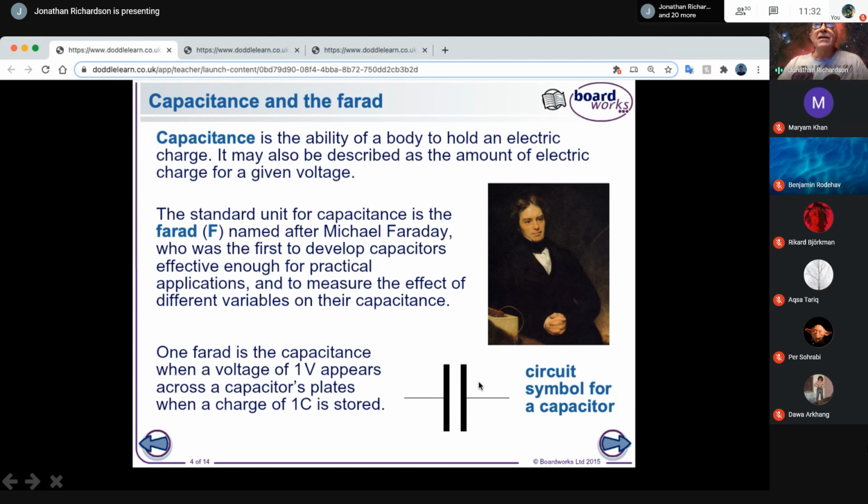Now, 1 farad is the capacitance when a voltage of 1 volt appears across a capacitor's plates when a charge of 1 coulomb is stored. Now, you'll see that that charge, 1 coulomb, is a pretty large charge. We will talk about much, much smaller values than 1 coulomb, but we will see where that comes from.